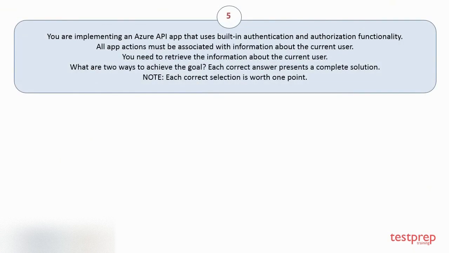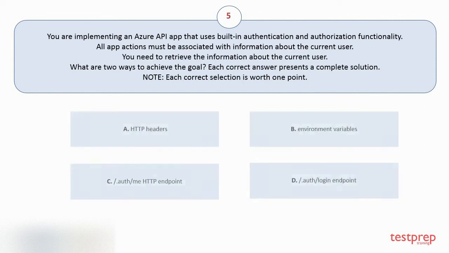Question number 5. You are implementing an Azure API app that uses built-in authentication and authorization functionality. All app actions must be associated with information about the current user. You need to retrieve the information about the current user. What are 2 ways to achieve the goal? Each correct answer presents a complete solution. Note, each correct selection is worth 1 point.